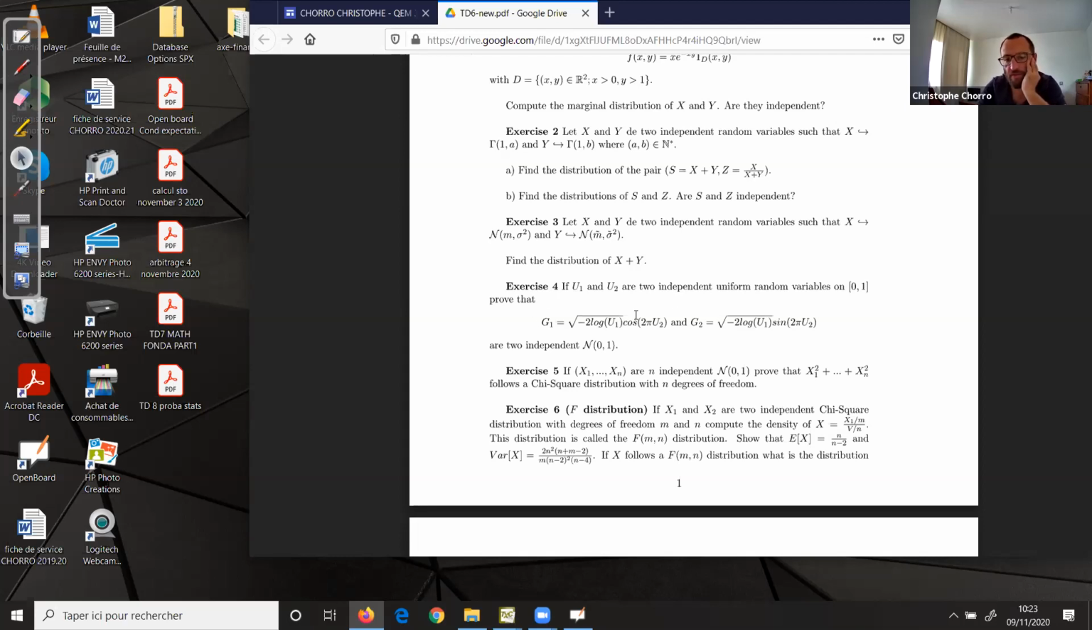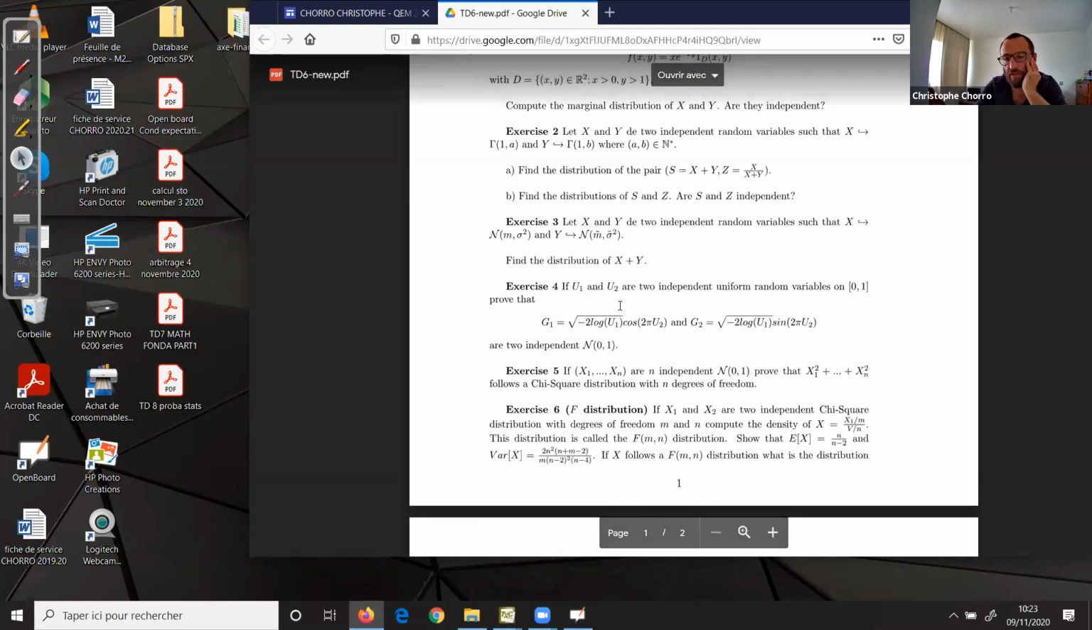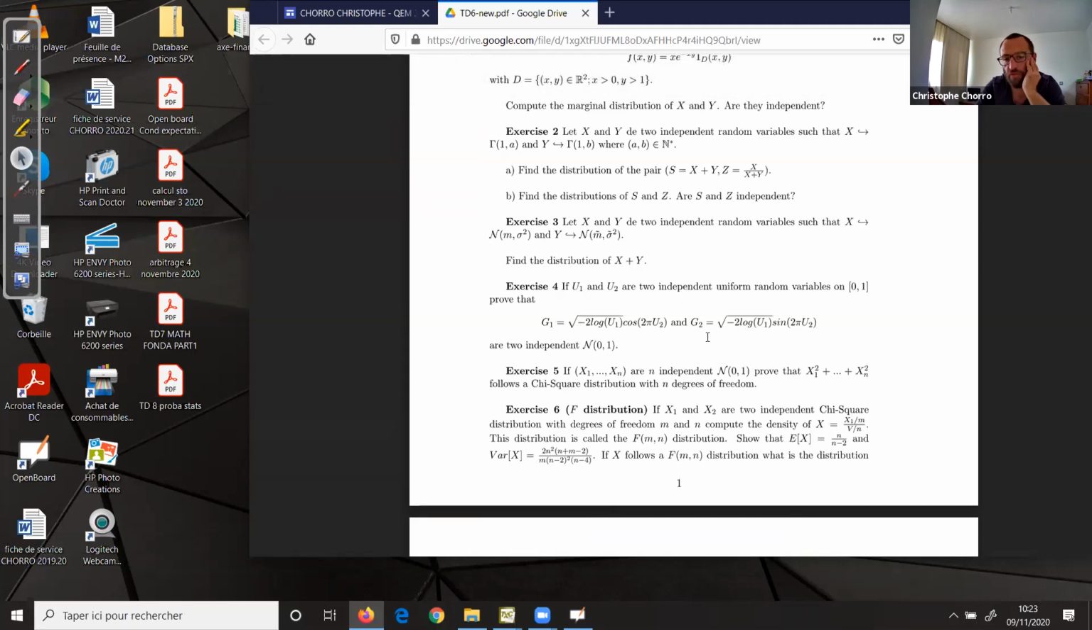And this little exercise 4 just tells you that if you start from the two uniforms and transform them this way, with a very simple transformation involving logarithm, cosine, and sine, so you have a closed form expression, then the pair G1, G2 that you obtain is a pair of independent Gaussian random variables. So if I want to generate G1 and G2, my two independent N(0,1), I just have to use twice the random command of my computer to get U1 and U2, and applying this formula, I can do the job.